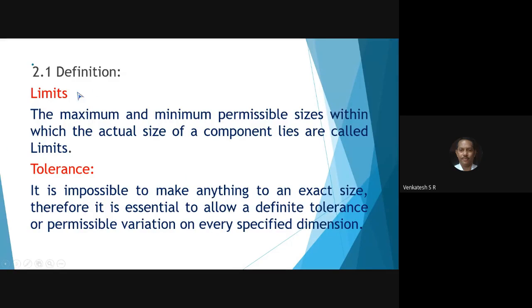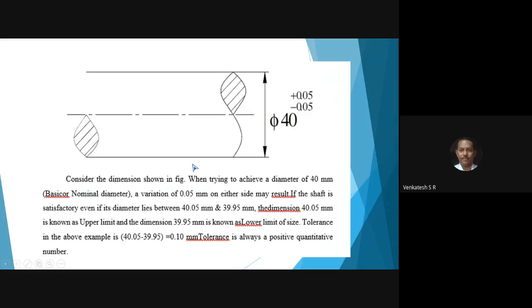First, definition of limit. What is limit? First, in your mind, what is limit? Suppose if you go to any manufacturing industry for a job, or if you face an interview in the manufacturing industry, first they ask you the dimension of the component. How do you decide limits of the component?